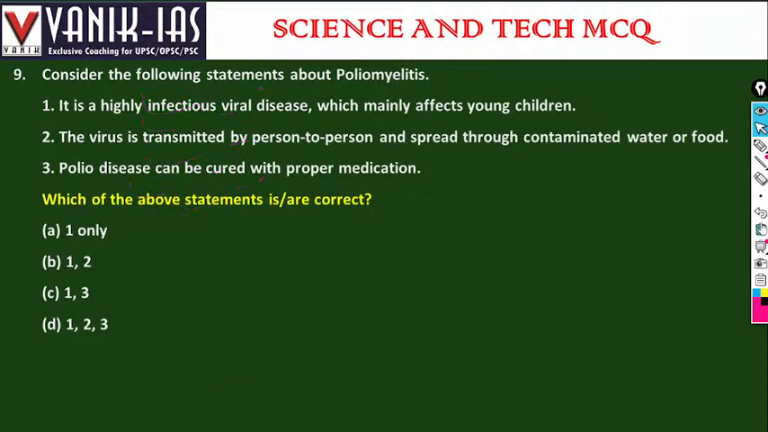Consider the following statements regarding poliomyelitis. Poliomyelitis is a highly infectious viral disease which mainly affects young children. Yes, young children below 5 years of age are mostly affected by polio. The virus is transmitted from person to person, spread through contaminated water and food. Yes. Polio disease can be cured with proper medication. Which of the following statements is correct? It cannot be cured with proper medication.